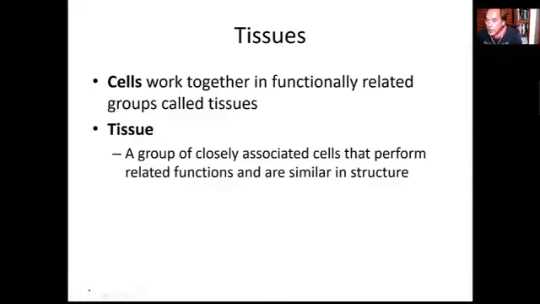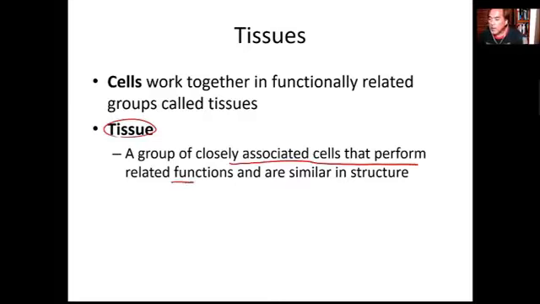So what are tissues? Last meeting, we talked about cells, okay? So cells are actually individual units, but when we put cells together in a functionally related group, now we're going to call it tissues. So the definition of tissue is a group of closely associated cells that perform related functions, and they're similar in structure. That is what a tissue would be.